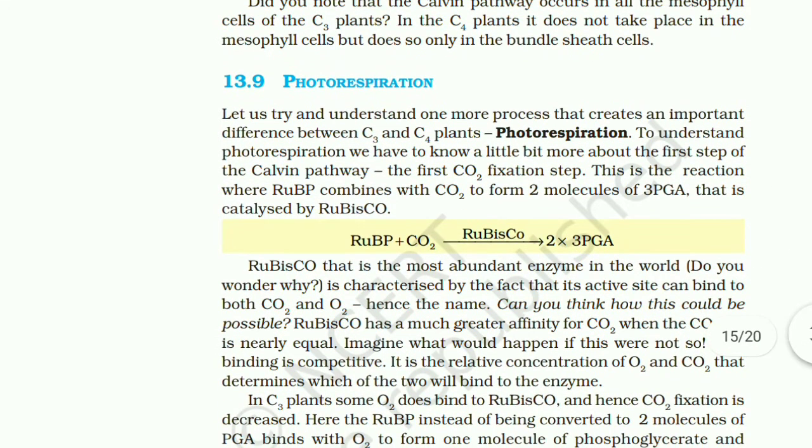13.9 Photorespiration. Let us try and understand one more process that creates an important difference between C3 and C4 plants: photorespiration. To understand photorespiration, we have to know a little bit more about the first step of the Calvin pathway, the first CO2 fixation step. This is the reaction where RuBP combines with CO2 to form two molecules of 3-PGA, that is catalyzed by the Rubisco. Rubisco is one of the most abundant enzymes in the world.